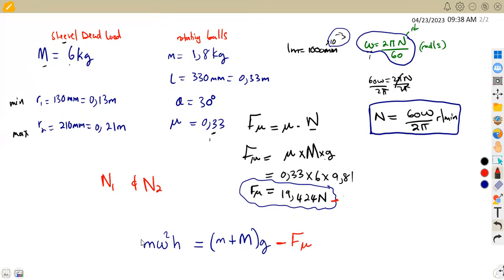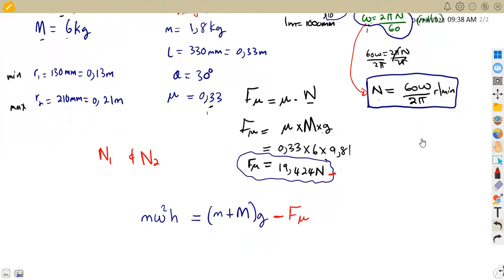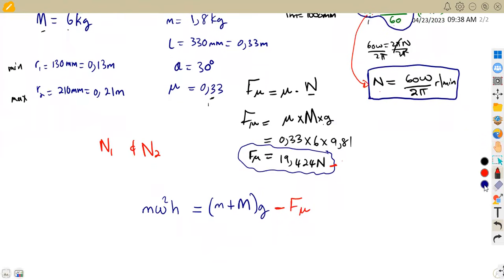So since we are to focus on calculating omega, so that the omega is going to give us N, we can use this formula directly, or we can make omega the subject in this case. By making omega the subject, what can we do? We can divide both sides by mh. So we can divide each part here by mh. So this can cancel. We remain with omega squared, which is equal to this.